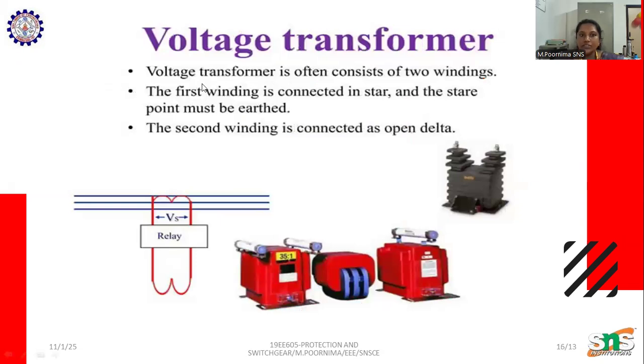Now coming to the voltage transformer. Here the voltage transformer consists of two windings. The first winding is connected in star, and the second winding is connected in open delta type. So the primary side is the star side, and the secondary side is the delta side. This is a voltage transformer, whose primary side is a star connection and secondary side is a delta connection.